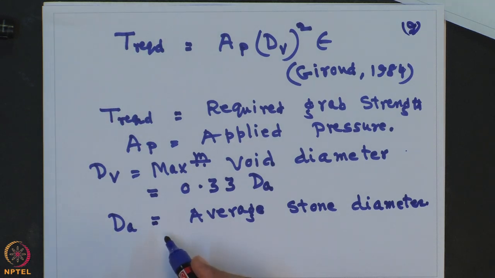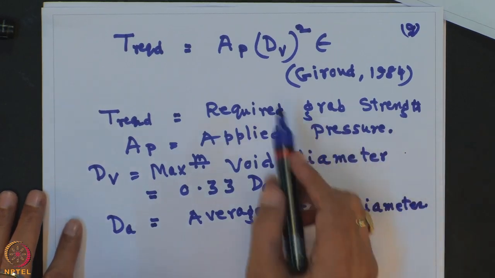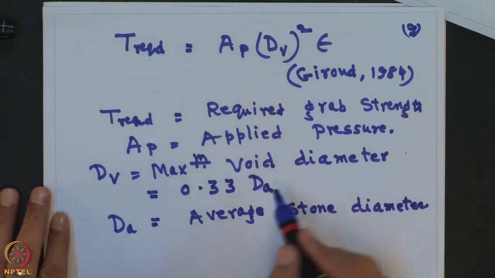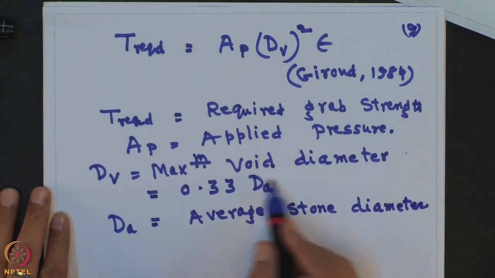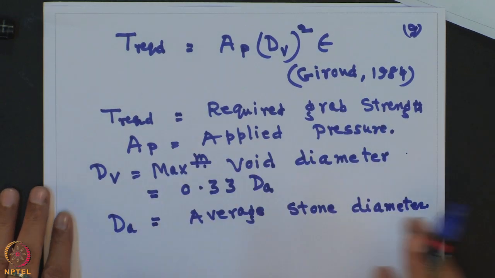So, knowing the value of the applied pressure, the maximum void diameter or the average diameter of the stone, and the strain, you can determine what will be the required grab strength of the geotextile material.